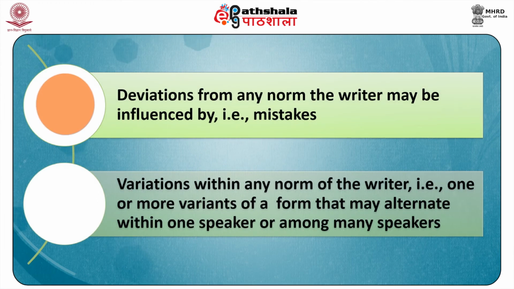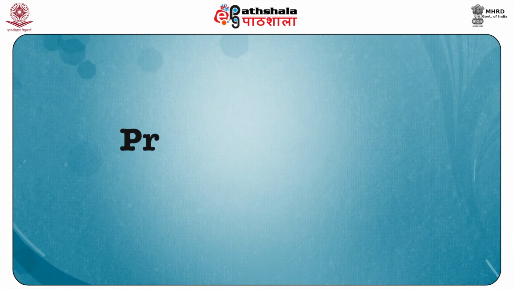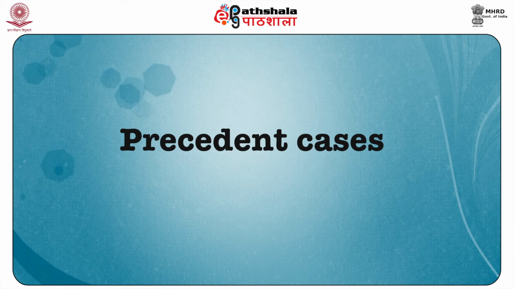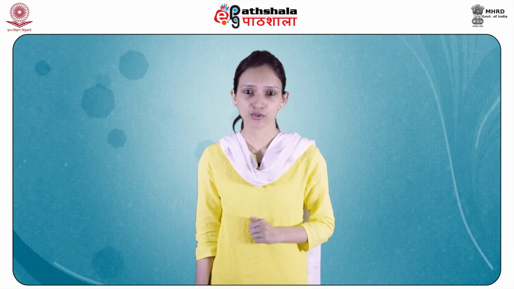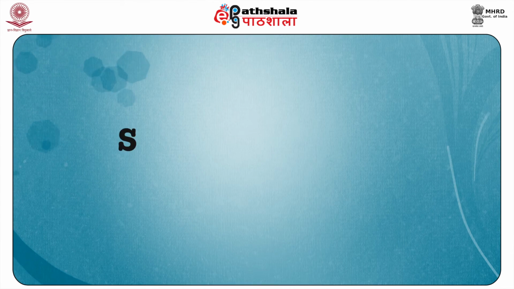First criterion is deviations from any norm the writer may be influenced by, for example, mistakes. Second is variations within any norm of the writer, that is, one or more variants of a form that may alternate within one speaker or among many speakers. Eighth, precedent cases. This includes checking for linguistic and legal precedents related to style markers used.